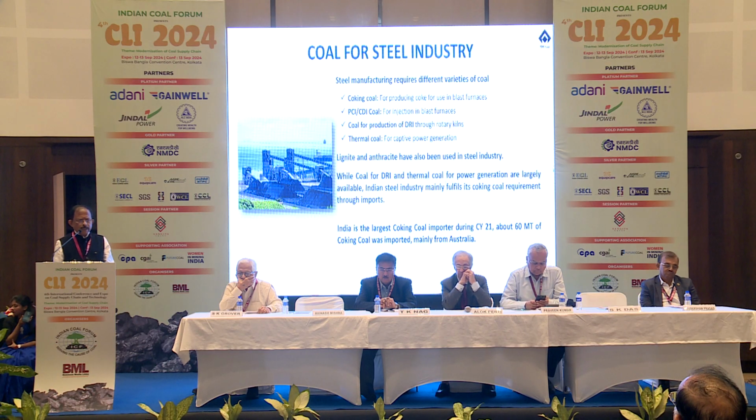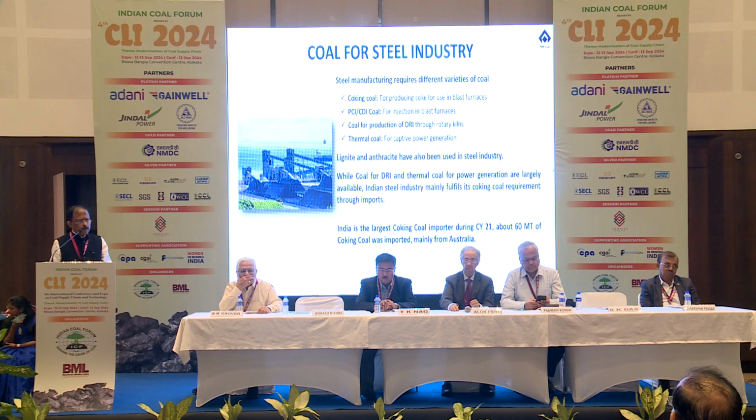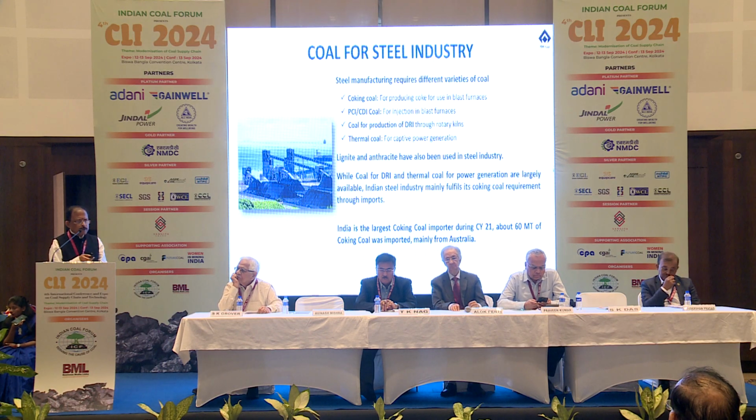Coal is used for production of DRI through rotary kilns. Thermal coal is used for captive power generation; we have our captive units. Lignite and anthracite coal are also used, but mostly we use bituminous coal for this metallurgical coal purpose.